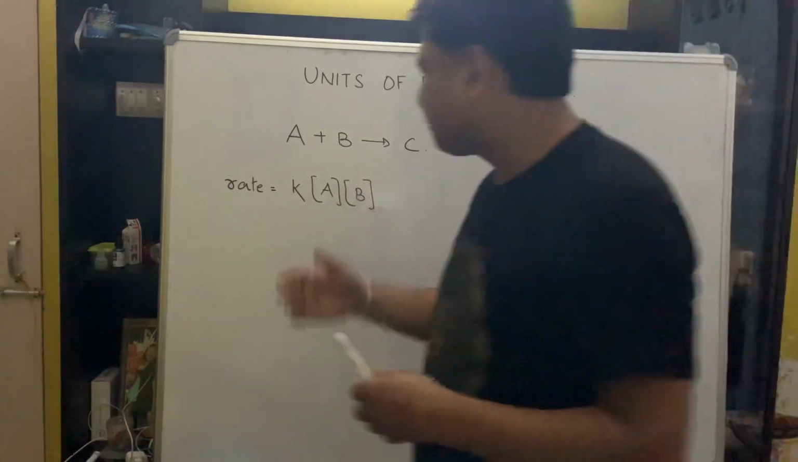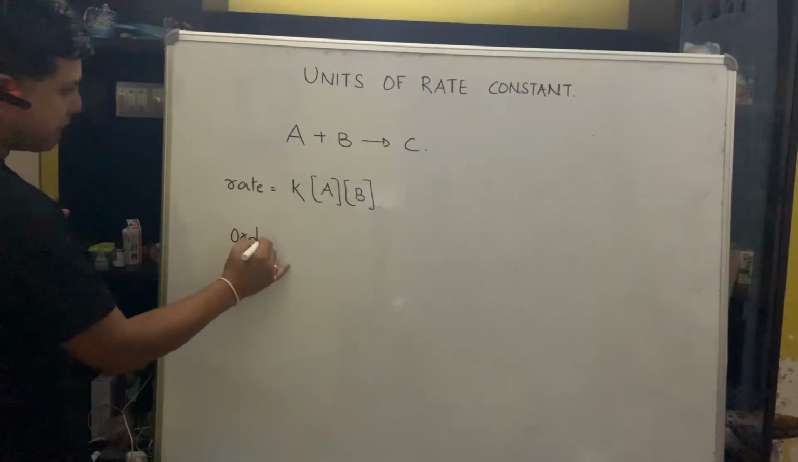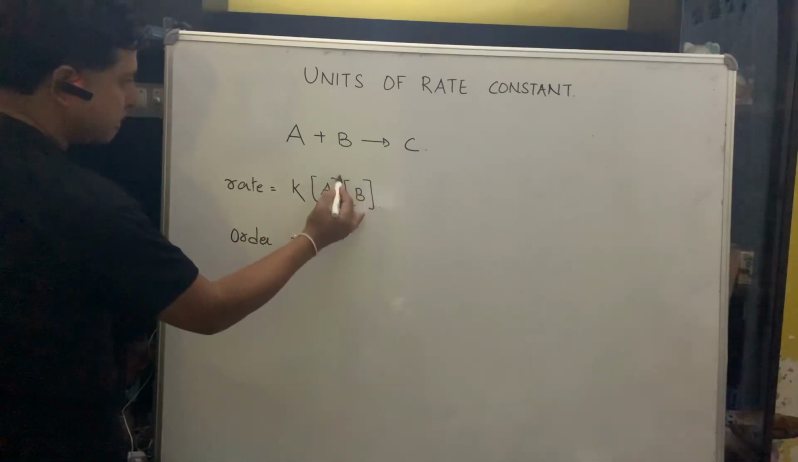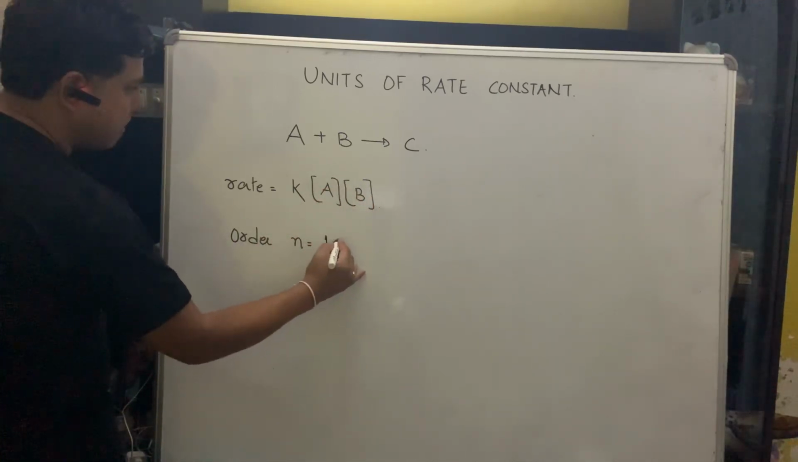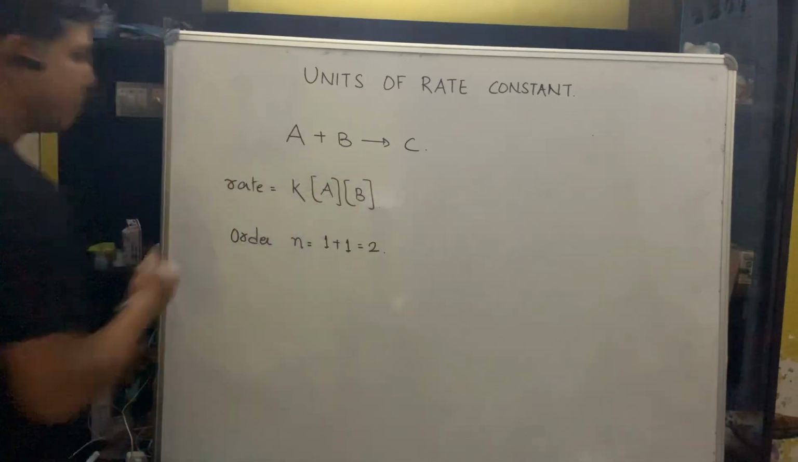Now what is the order of this reaction? The order of this reaction is equal to the sum of coefficients. What is the coefficient here? 1, plus the coefficient here, 1. So the value of n will be equal to 2.